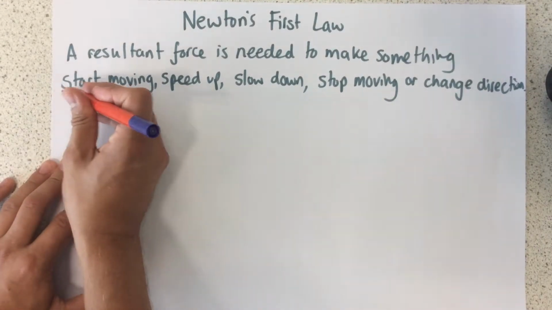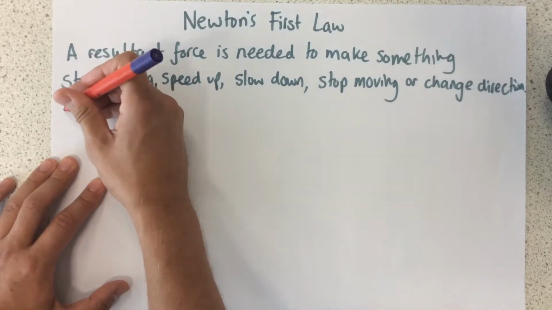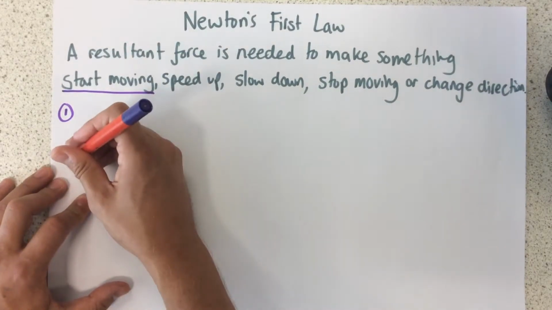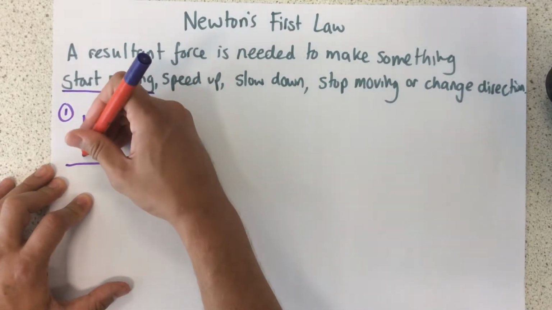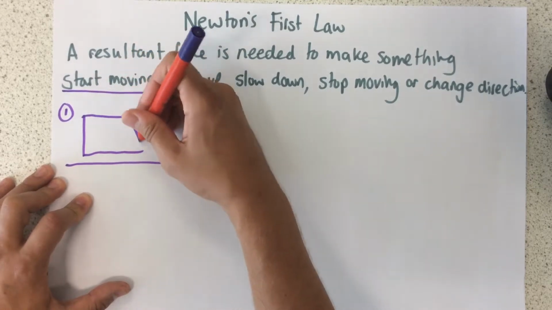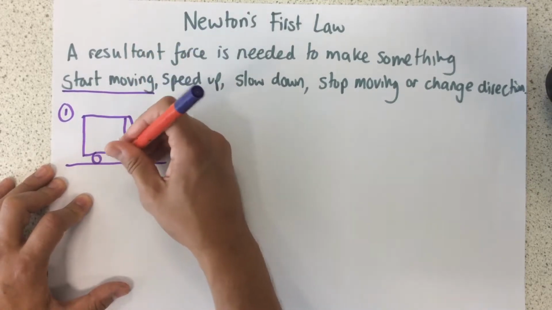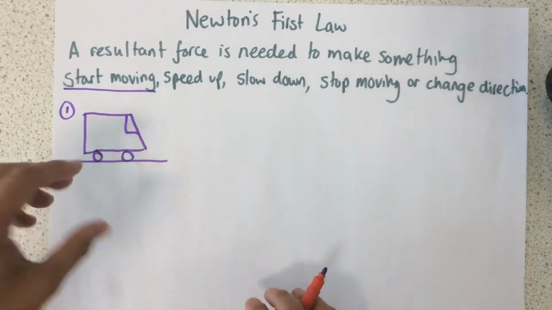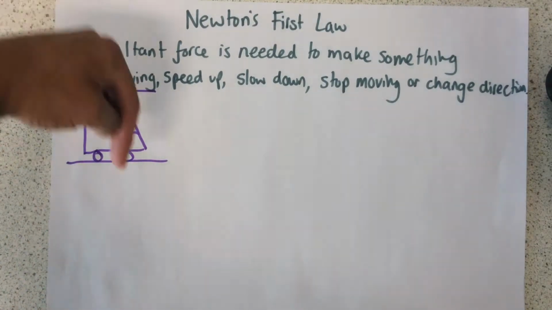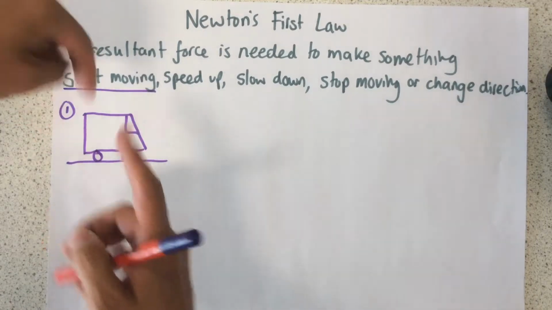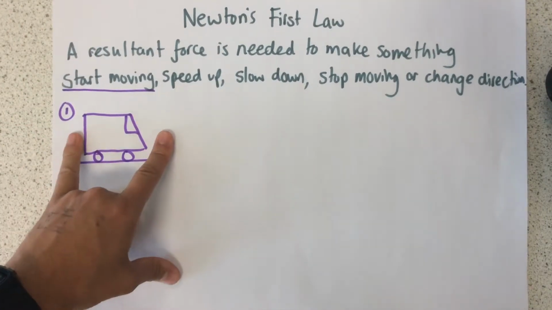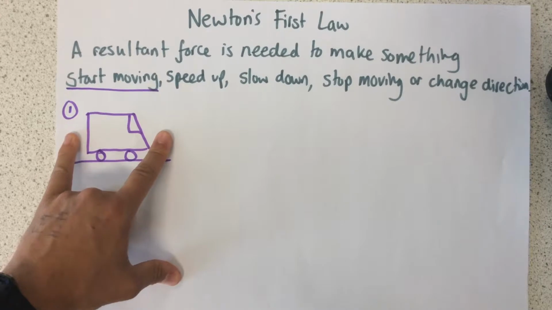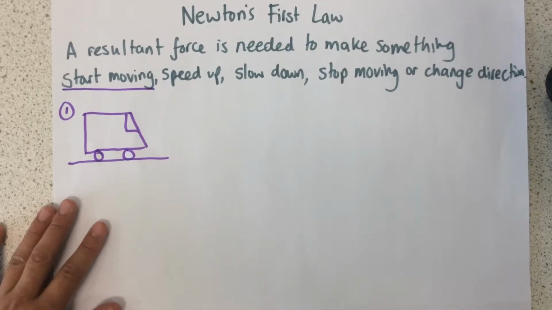So let's start off with start moving. Let's imagine right here I have a very badly drawn van. So here's my van, like this. At the moment there is no resultant force. There's no overall force. The weight of the van going that way and the reaction force are balanced, and there are no forces acting in either direction here. So at the moment, the object is stationary.